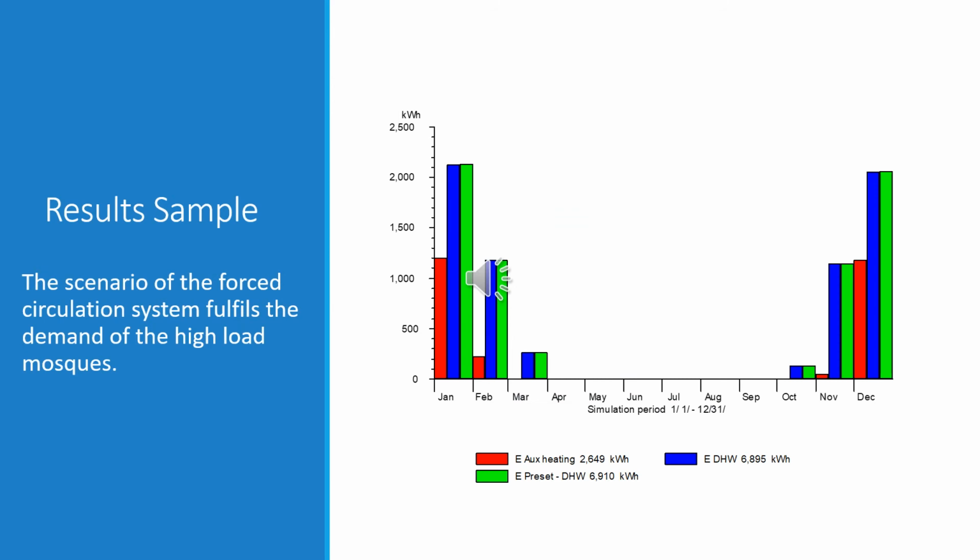For some locations where the roof is not fully shaded, we can get the forced circulation system, and we can see the annual behavior here in this slide. It seems that it can fulfill the needs of the load and the hot water demand for all the year.